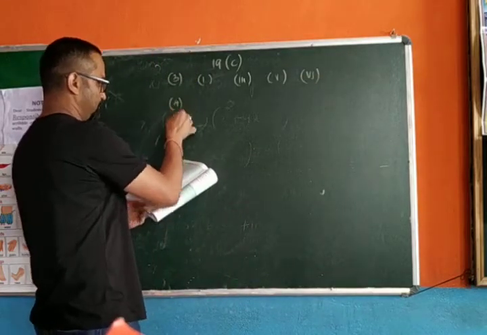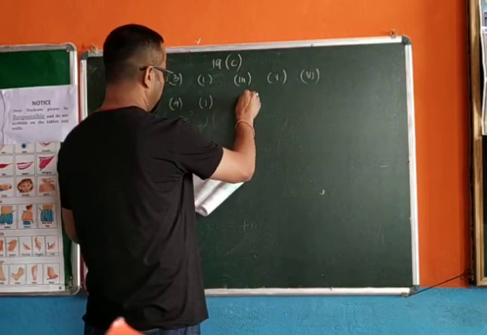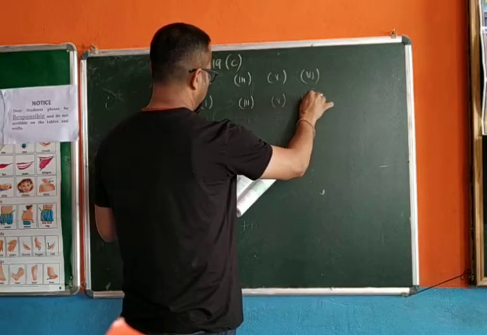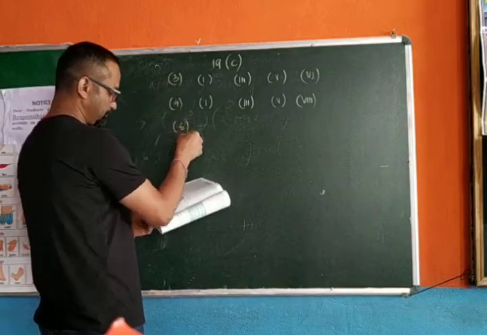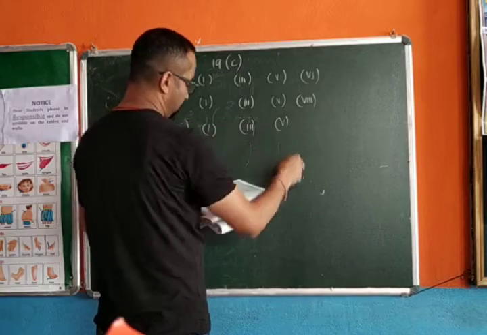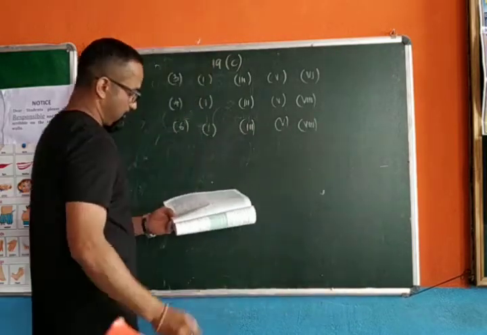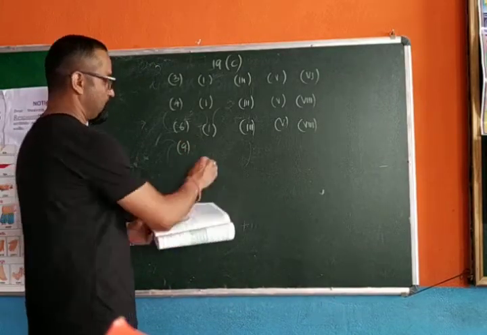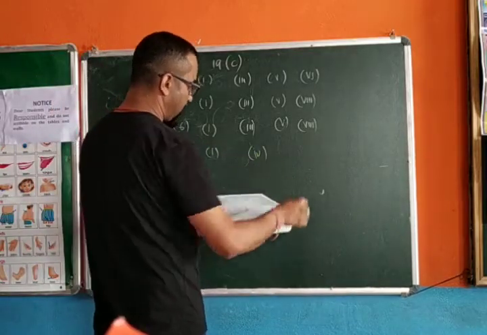Question number 4, you do number 1, number 3, number 5 and number 8. Question number 6, do number 1, number 3, number 5 and number 8. Question number 9, 1, 4 and you do number 5.